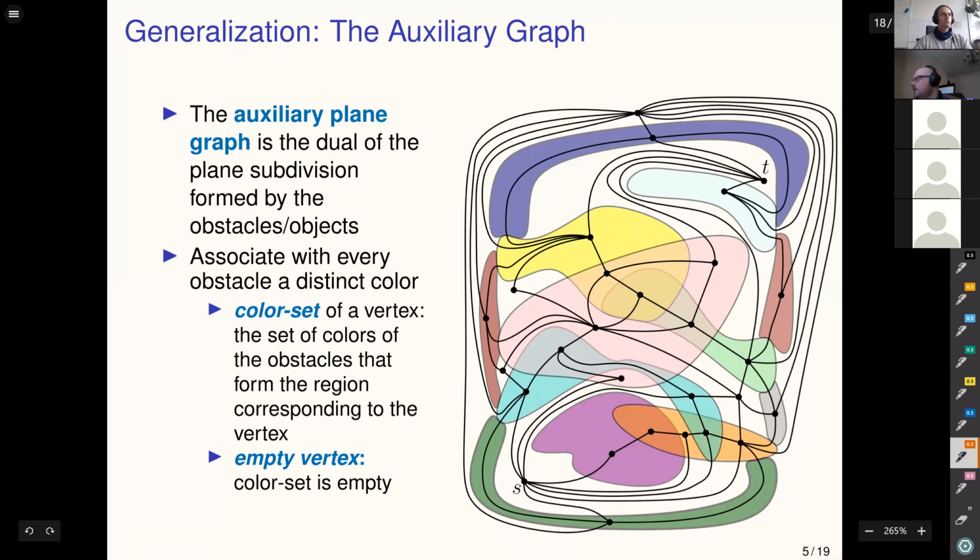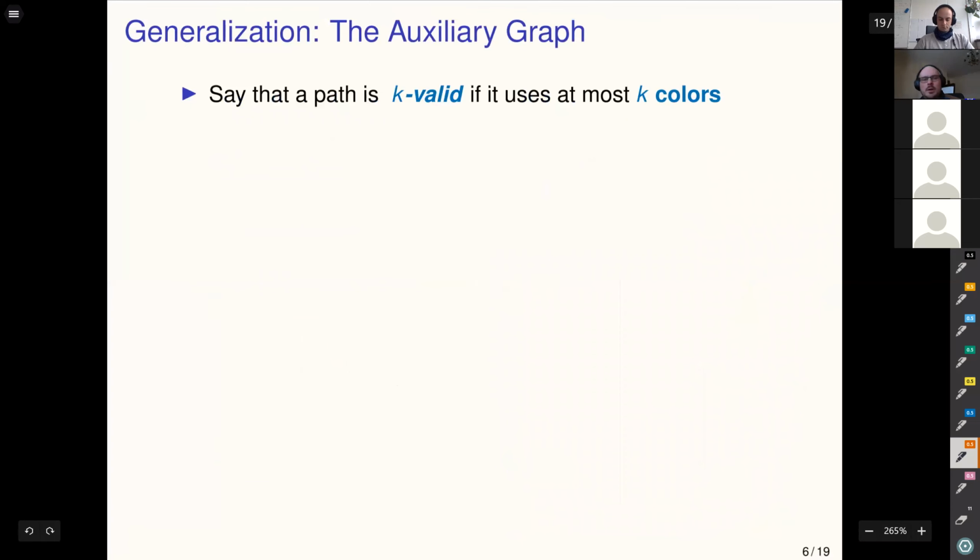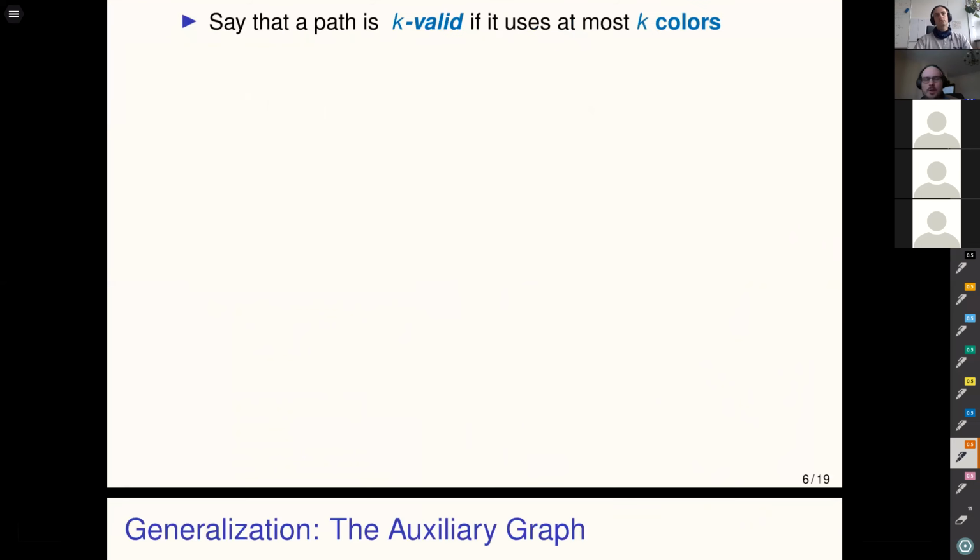And there are also some vertices that do not have any color, and we call such vertices empty vertices. So S is an empty vertex, this one is an empty vertex, T is an empty vertex, and so on. Now, for a path from S to T, or for any path in this graph, we say that this path is k-valid if it uses at most k colors, meaning that the size of the union of the colors on all the vertices of the path is at most k.